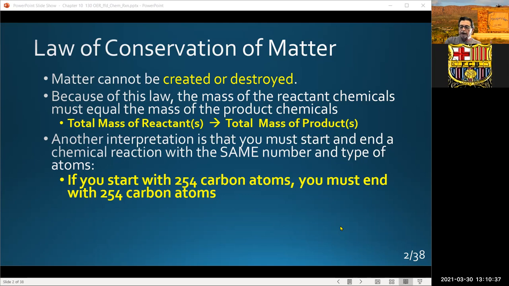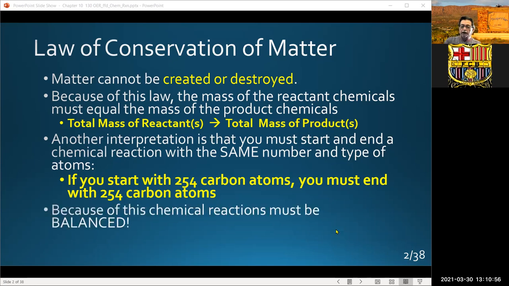And we have to take that and put it into the reactions so we balance them. Because if I start off with 10 carbon atoms in the reactant, then I'm going to end up with 10 carbons as a product. It could be distributed amongst the different products, but I'm going to have a total of 10 atoms. Okay. And this is what we call a balanced chemical reaction.